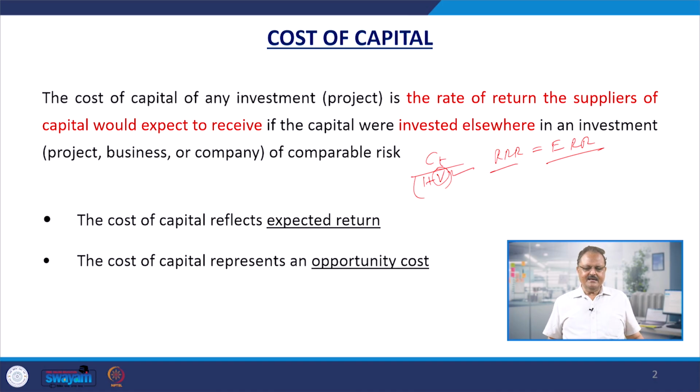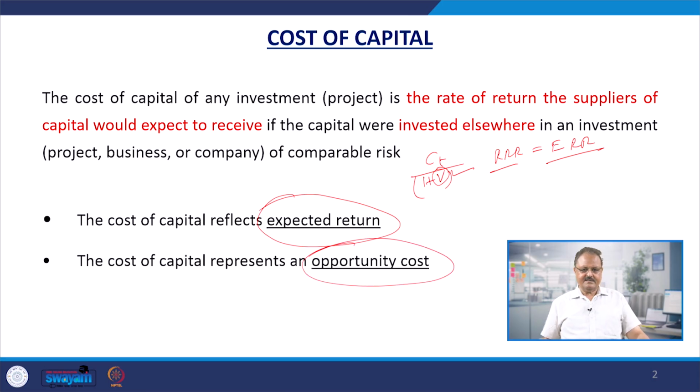So basically we call it a cost, but it is basically the rate of return which we expect from an investment when we are going to make it. And if we are not making the investment in that particular project, if we make the investment elsewhere, how much return am I going to have from that alternative investment? The same I would expect from project X also, because both are of comparable risk. So when you talk about the cost of capital, it reflects the expected return. This is number one. And second, it reflects the opportunity cost.